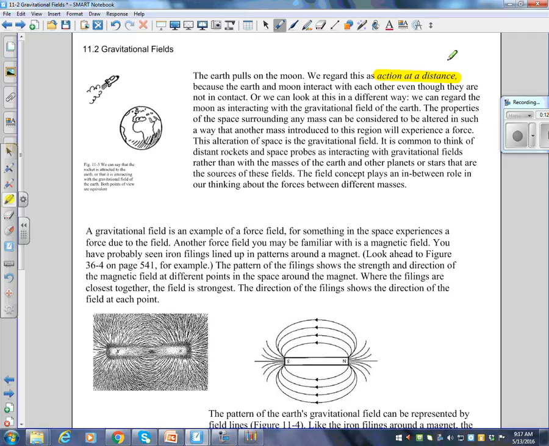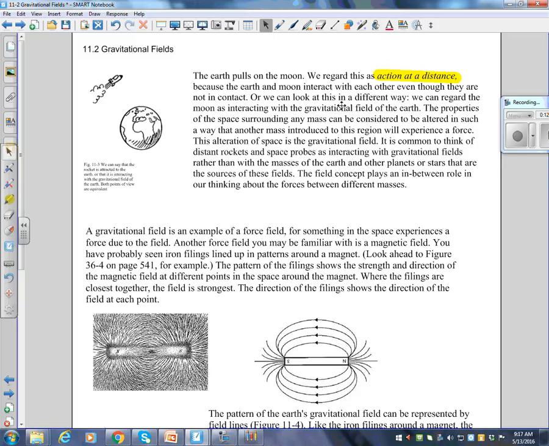But interestingly enough, the Earth can pull on this rocket ship without touching it. There is action at a distance, because the Earth and Moon interact with each other even though they are not in contact. So even though there's no contact, there's still this force. Or we can look at it in a different way.